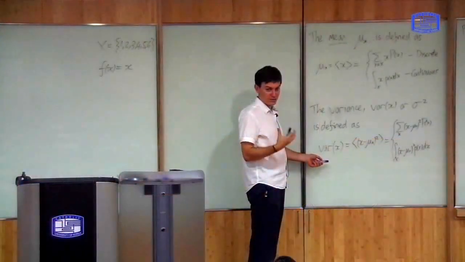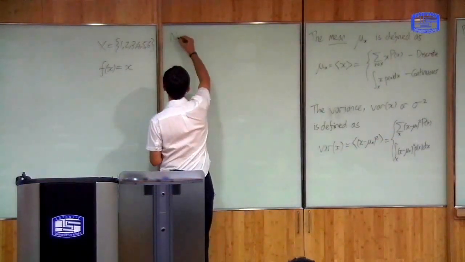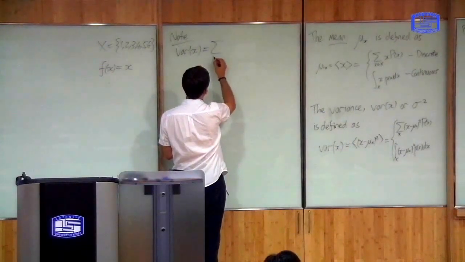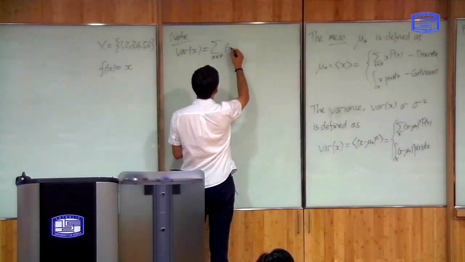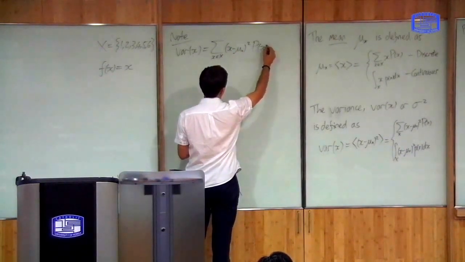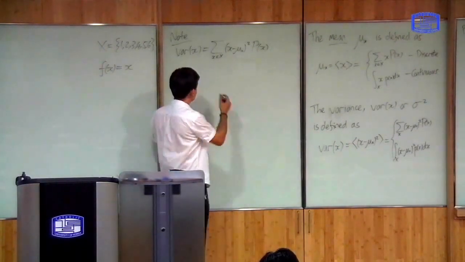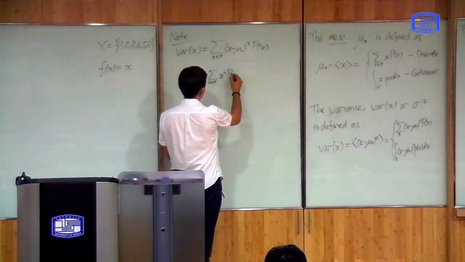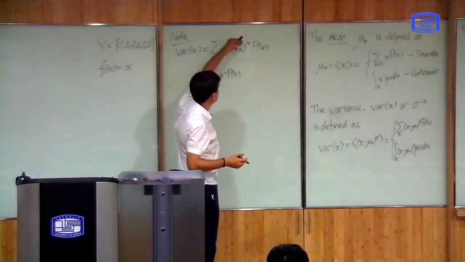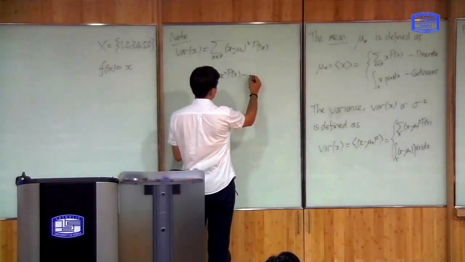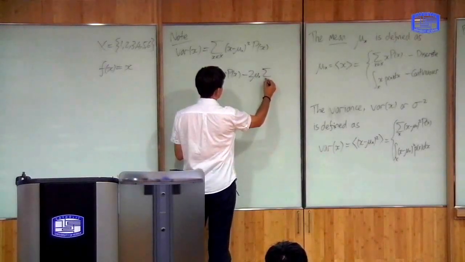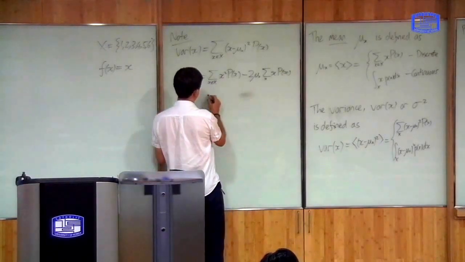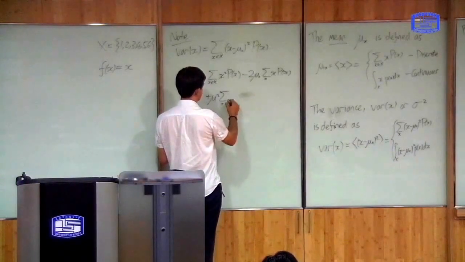I defined the variance like this, but you can actually get a simpler formula for it from the following argument. If I just look at the discrete case, the continuous case is the same. This is equal to the sum over x in X of x minus mu x squared times p of x. Well, I can expand the square here, so I can write it down as separate terms. First of all, we get the sum over x in X of x squared times p of x. Then I get minus 2 times mu times x, but mu is a constant, so I can take that out. So this is minus 2 mu times the sum over x of x times p of x. And then finally, I get plus mu squared times the sum over x of p of x.